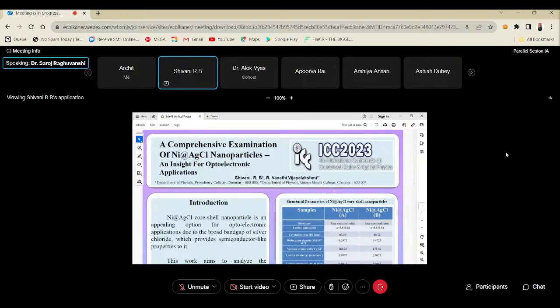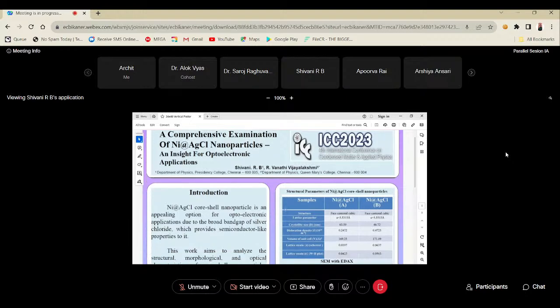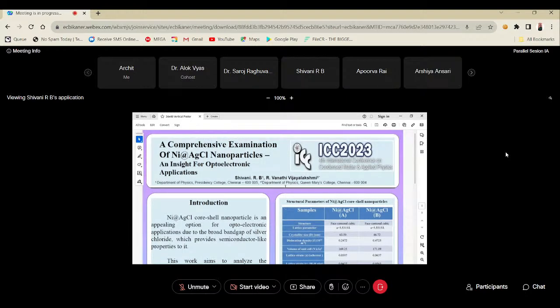Sir, is it visible? Can I start now? Yeah, you can start. But the screen size is a little bigger. You just make it small. Okay, right. Okay, start. But make it only 5 minutes. Yeah, okay, sir.